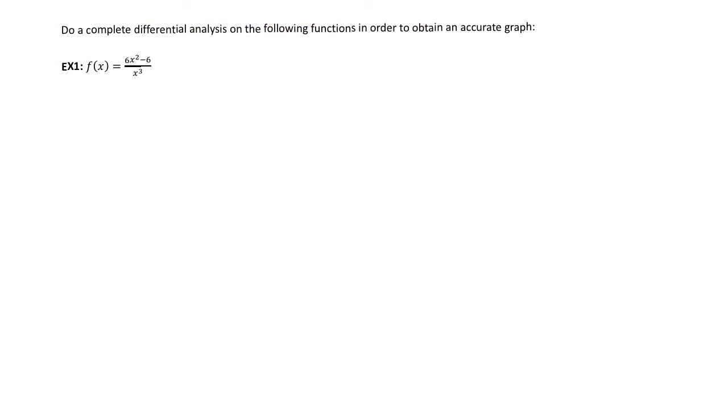Example 1 is asking us to do a complete differential analysis on the following functions in order to obtain an accurate graph. The first function is f of x equals (6x squared minus 6) over x to the third. I'm going to go ahead and follow the steps from the guidelines one at a time. Now, we are going to need the first derivative and the second derivative. But in order to save a little bit of time here, I will assume that you feel comfortable using the quotient rule to differentiate f of x and then f prime of x to get the second derivative.